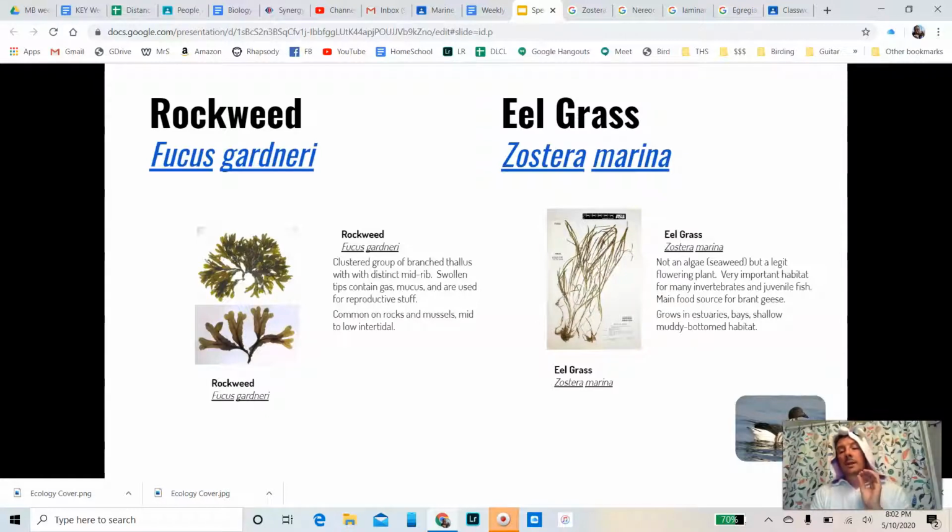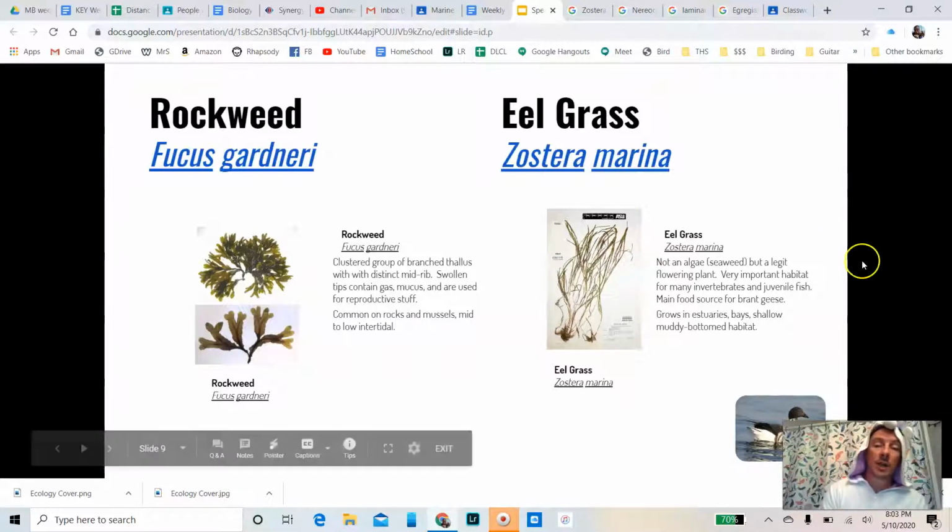Delta area, but they winter down here, and we'll see them in Tillamook Bay, and they feed almost exclusively on eelgrass. That's their main food source. So if you see brant, you know you have eelgrass. Kind of a cool connection there.